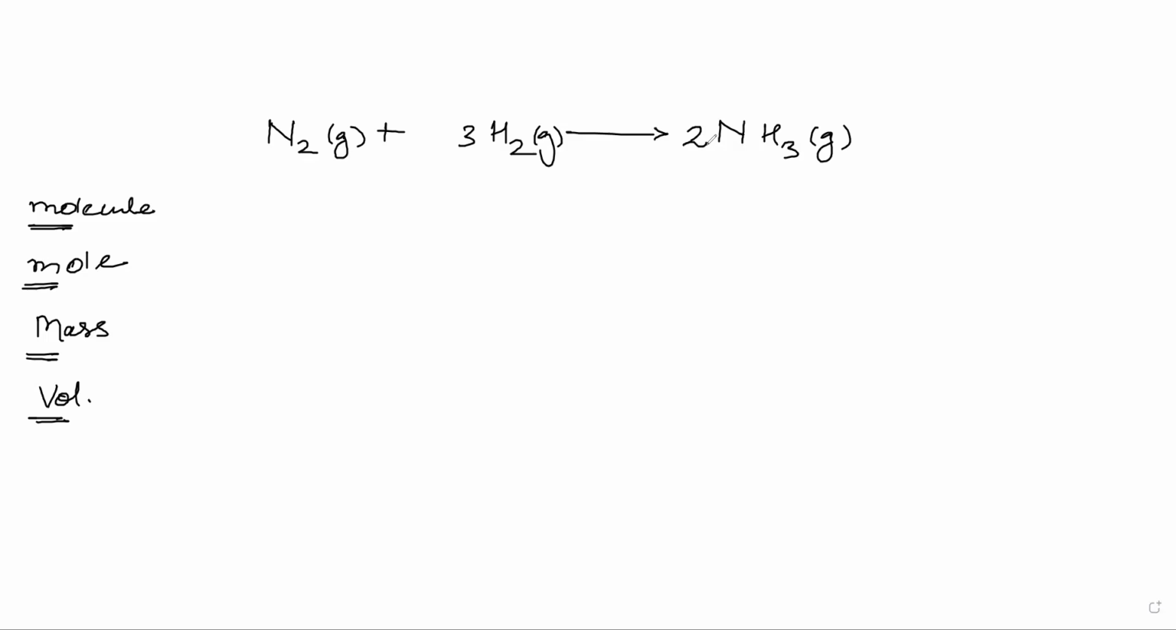One molecule of N2. See this, whatever the stoichiometric coefficient is, you will copy that only. You don't have to worry about the molecular picture. That will be 1, this will be 3, and this will be 2. N2 gas, one molecule of nitrogen.